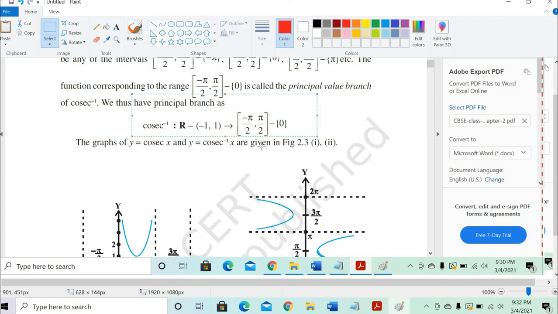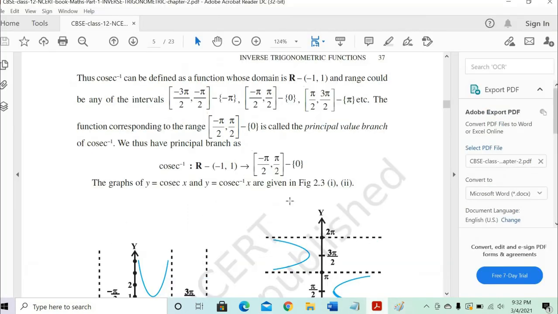That means your angle, your range basically, will come as minus pi by 2 to pi by 2. Clear? Yes, sir. Domain here is all the real values except the minus 1 to 1, and your range will be minus pi by 2 to pi by 2. Clear? Understood? Any questions, any doubts? No, sir, it's clear. Excellent.